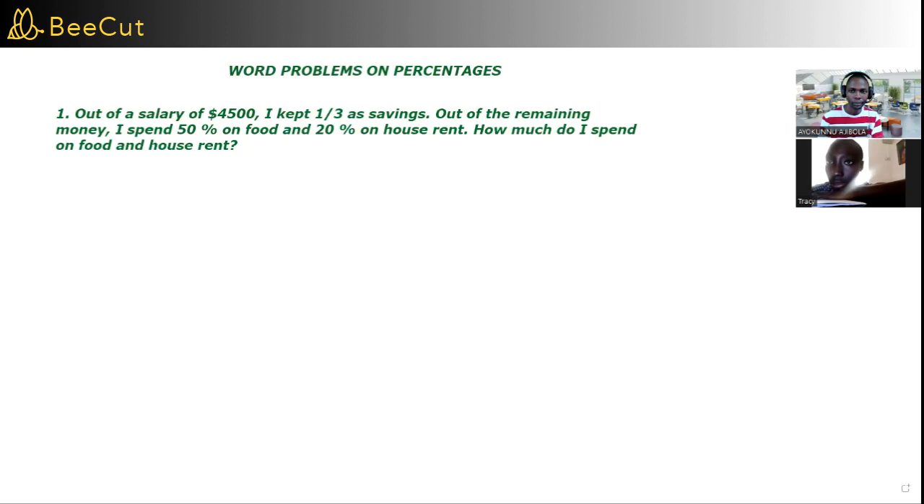Yes, me. I kept 1/3 as savings. Out of the remaining money, I spent 50% on food and 20%. That's 30%. From there, 30% from there.